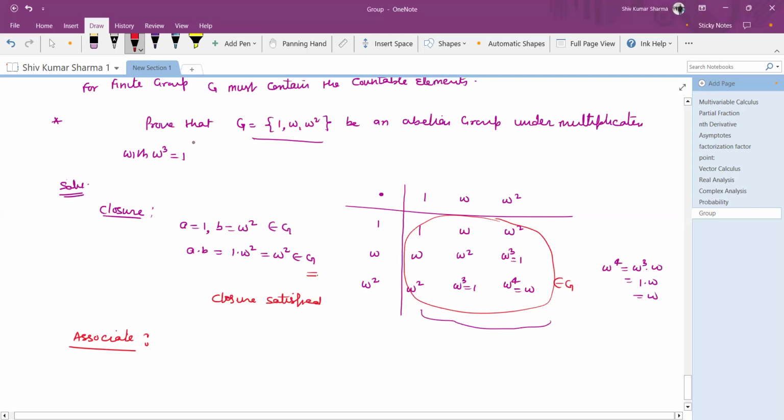Similarly, we do it for the associative property. So we can take any three elements. Suppose we consider A equal to 1, B equal to omega, C equal to omega square. Now when we do (A into B) into C is equal to A into (B into C). So this can be written as 1 into omega square equal to 1 into omega.